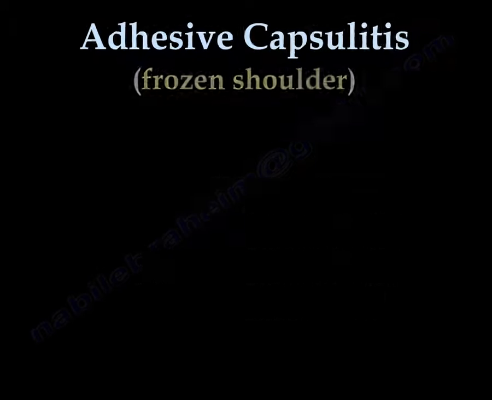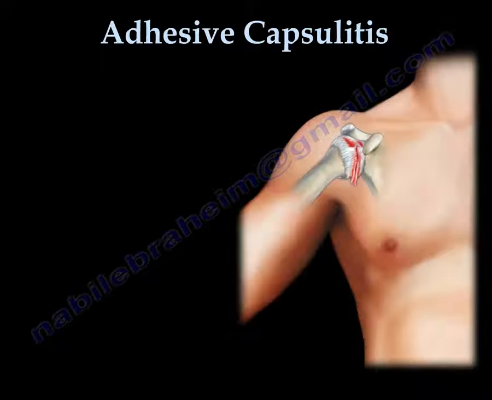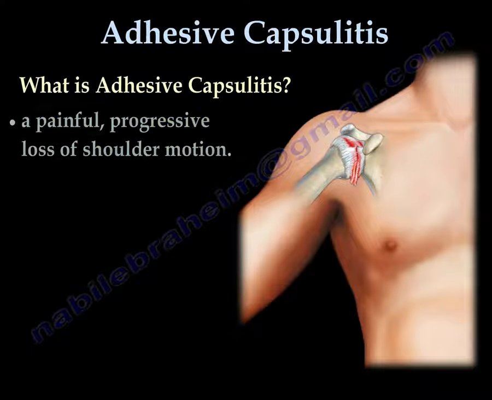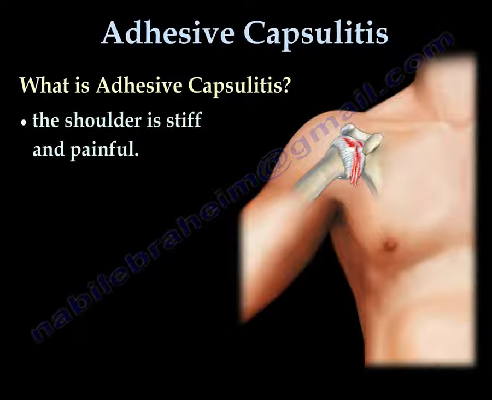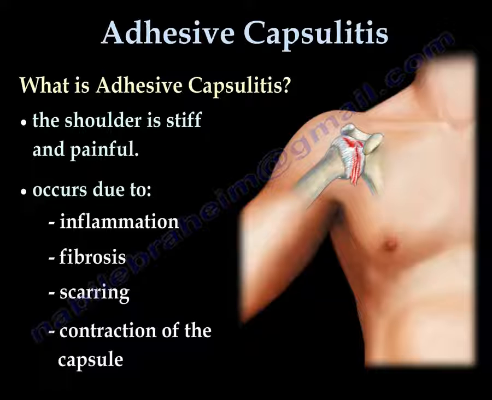Adhesive capsulitis, frozen shoulder. Adhesive capsulitis is a painful progressive loss of shoulder motion. It affects both active and passive movement of the shoulder joint. The shoulder is stiff and painful. It occurs due to inflammation, fibrosis, scarring, and contracture of the capsule of the shoulder joint.